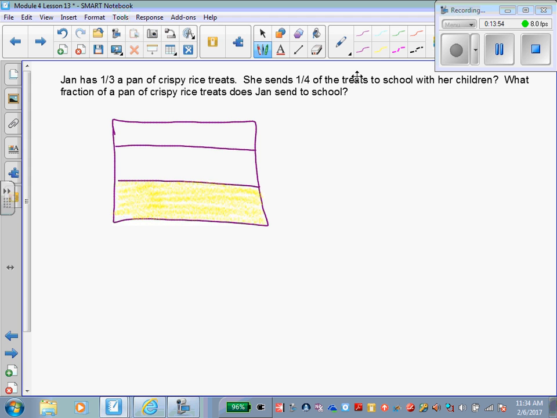So I want to show the 4. So how many vertical lines would I need to draw? Haley? 3 vertical lines. So we're going to draw a vertical line down the middle, and then we're going to half that one and half that one. And now I've got 4 equal sections.